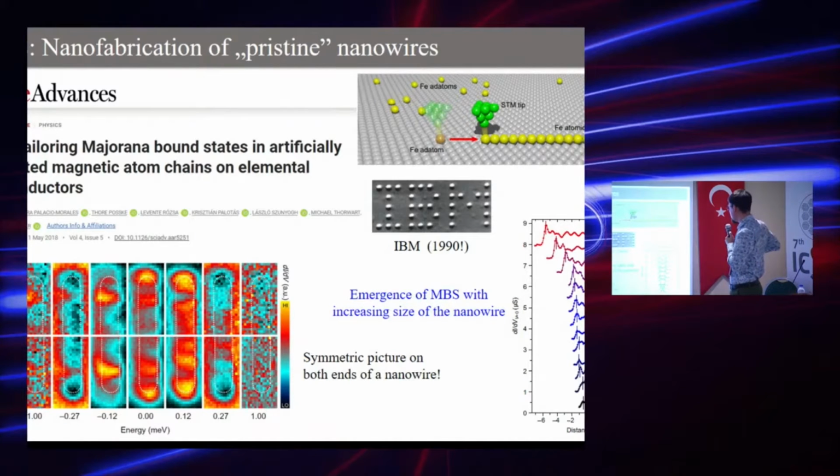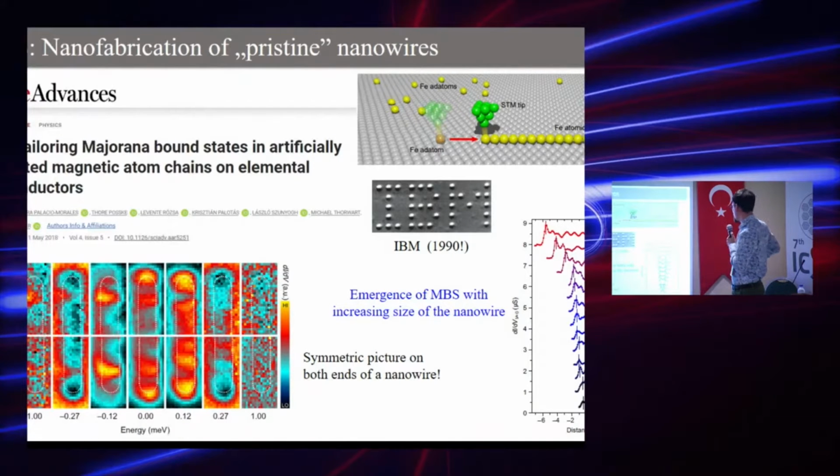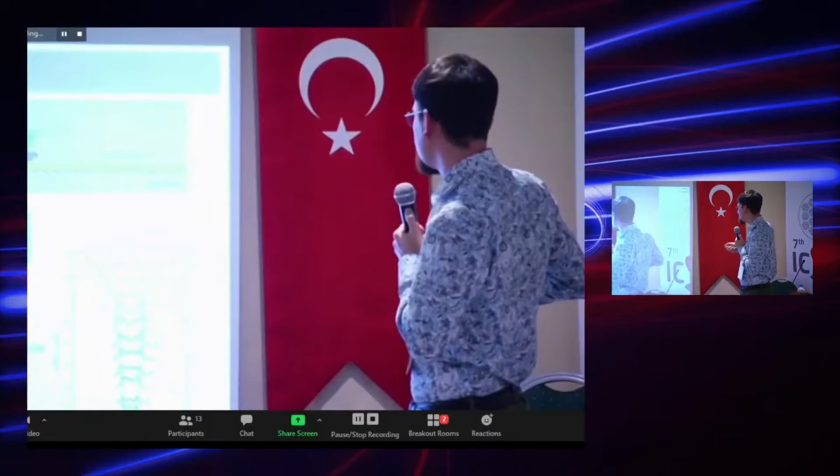What they did was to measure the tunneling conductance of the edges of the system that they were building. And as you can see here, with the increase in the length of the nanowire, we can see these edge states getting more and more pronounced, up until the nanowire that has 40 atoms.